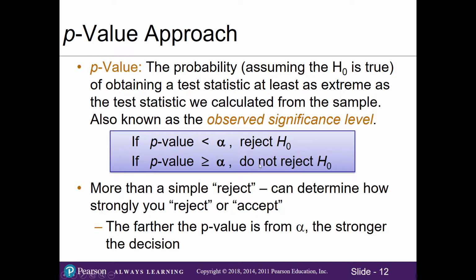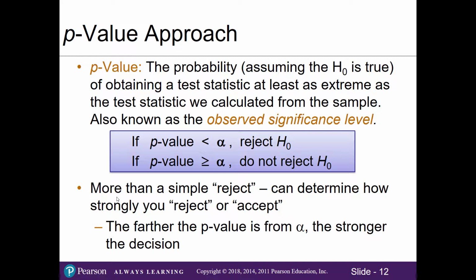So here is the decision rule that we'll be using. There is only one decision rule, in that if our p-value is less than our alpha, we reject the null. If our p-value that we find is greater or equal to the alpha value, we do not reject the null. This process gives us more information than the critical value approach, although they are related.